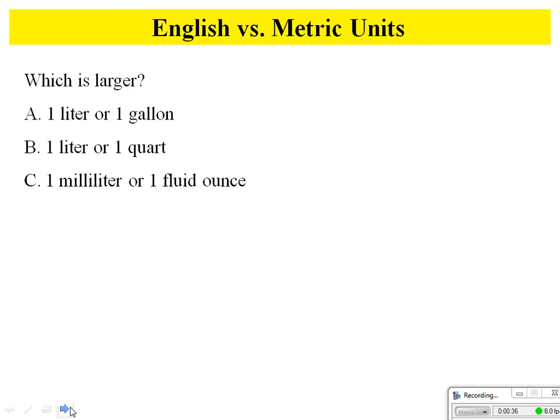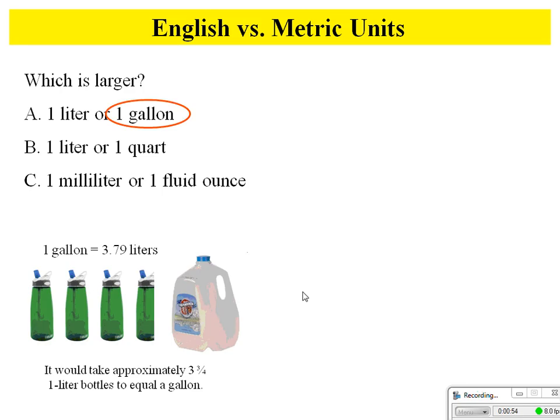Again, comparing English versus metric. As you already know the English, to try and get you used to the metric, we're going to have you compare. So answer the questions A, B, and C. Pause. So which is larger, 1 liter or 1 gallon? Definitely 1 gallon. 1 gallon equals essentially 3 3/4 liters.